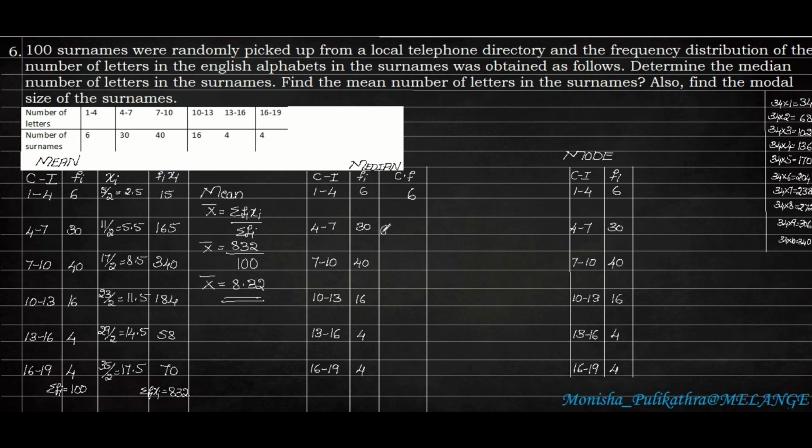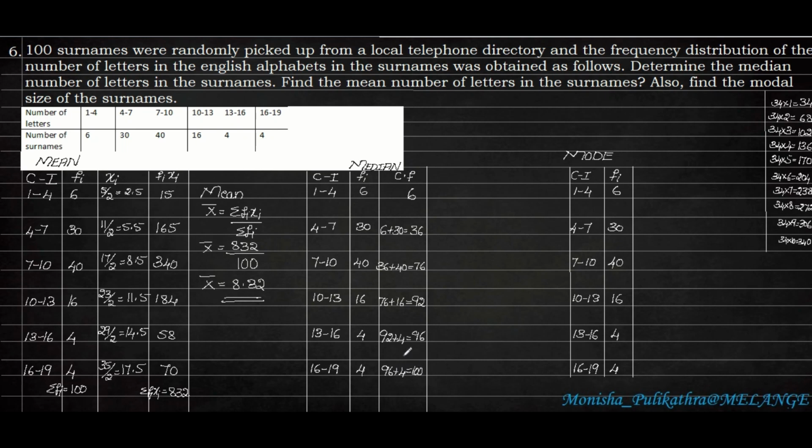So here 6 plus 30 is equal to 36. Next 36 plus 40 is equal to 76. Next 76 plus 16 is equal to 92. Next 92 plus 4 is equal to 96. Next 96 plus 4 is equal to 100.